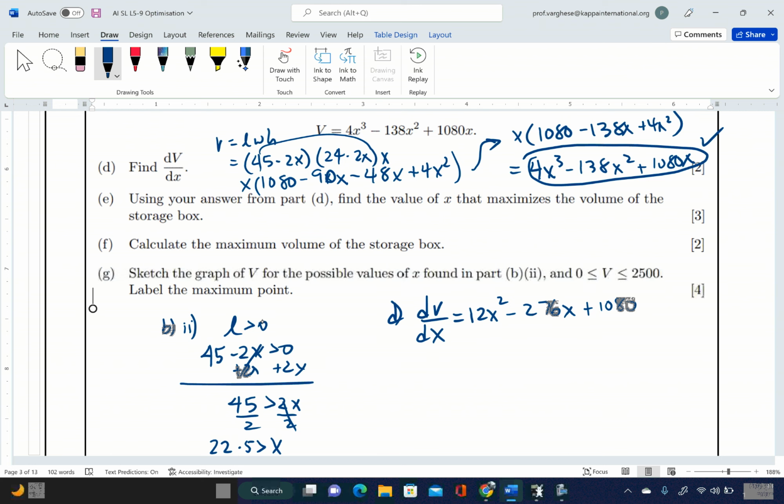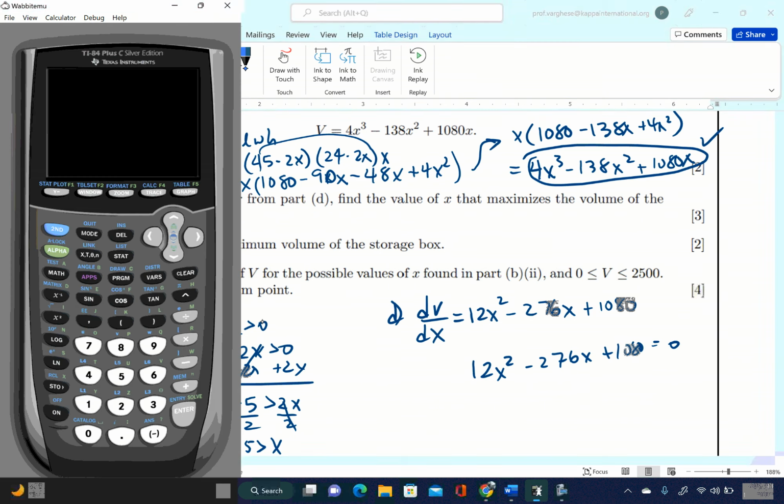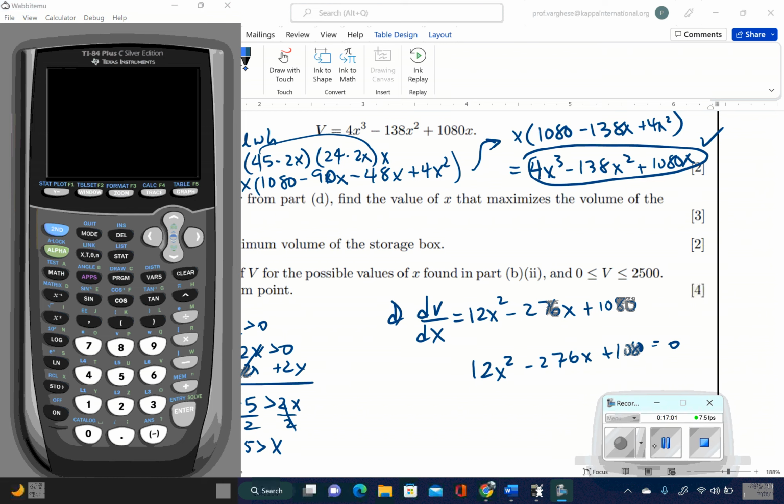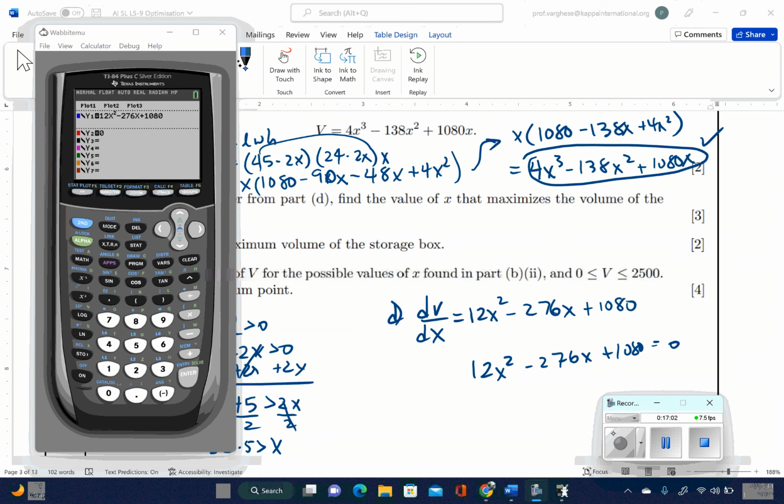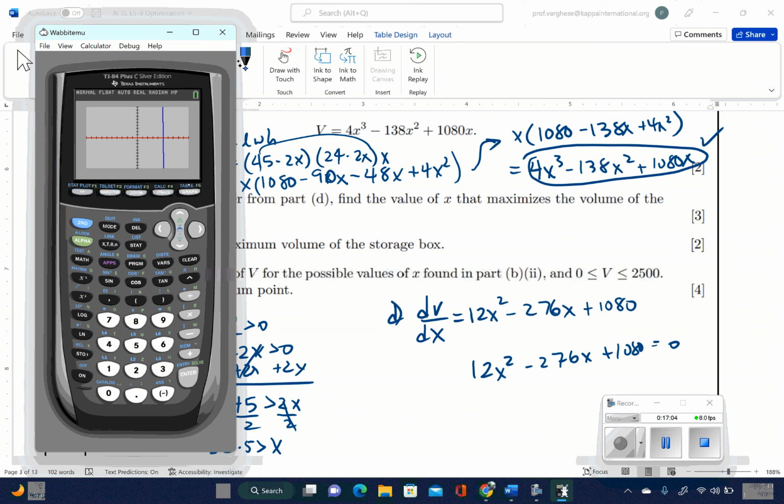For part E, using your answer from part D, find the value of x that maximizes. So again, we're going to set this equal to 0. So we have 12x squared minus 276x plus 1080 equals 0. And again, we know that we could do this straight on the calculator. So I plugged it in. I'm going to hit graph to see.